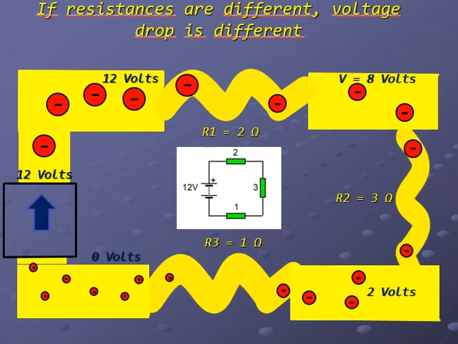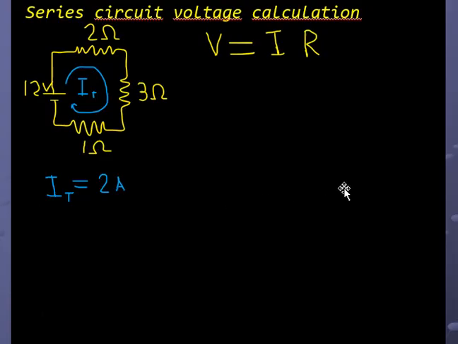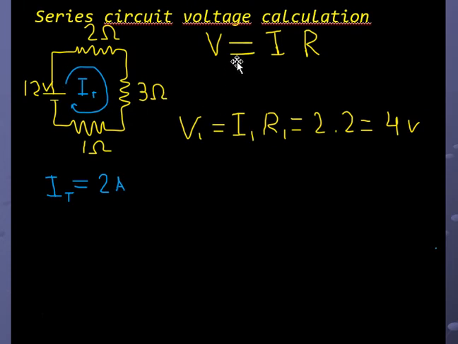Okay, let's see how we can apply this to a circuit. So remember we have this circuit, we already solved the equivalent resistance, that is 6 ohms, and we already calculated the current is 2 amps, and now we have to work out the voltage drop in each resistance. How do we do it? Very easy.